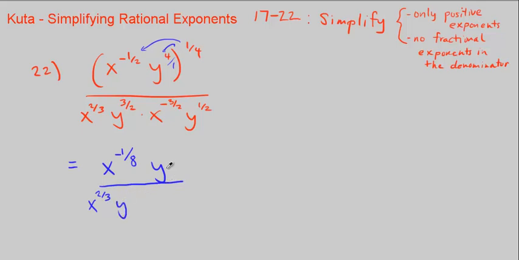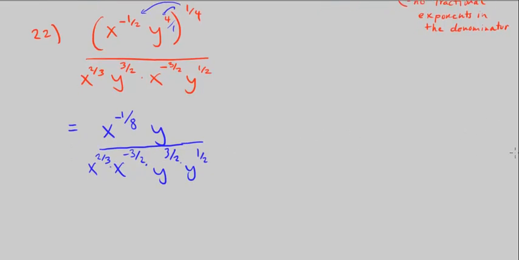Well, let me put these next to each other, the common term. So x to the 2/3, x to the negative 3/2, y to the 3/2, y to the 1/2. Okay? Because multiplication, it doesn't matter the order. And then let's go ahead and move everything up. So that's going to be x to the negative 1/8. And then if I move this up, it's going to be x to the negative 2/3. This up is going to be x to the positive 3/2.